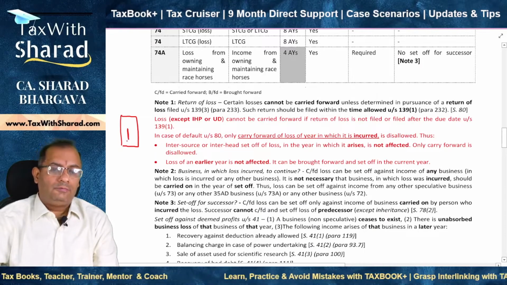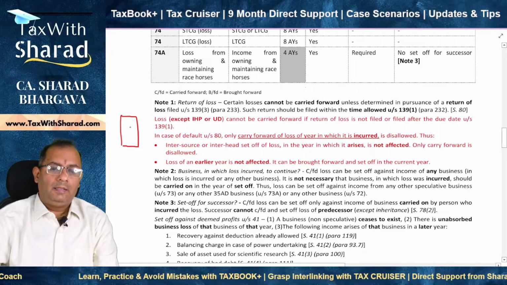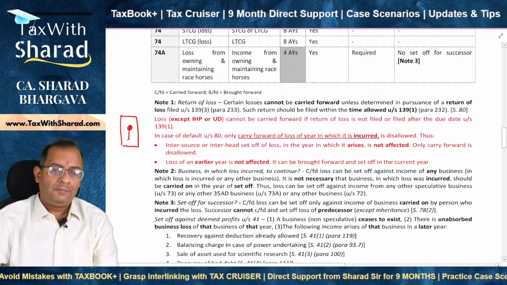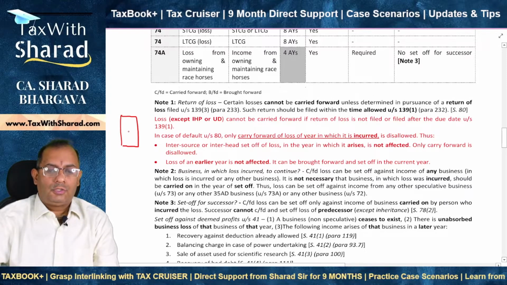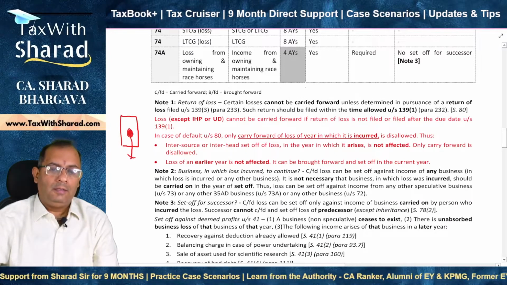Or can I set off this loss with income under another head? That means can I make inter-head adjustment of this loss in the same year? If the loss cannot be so set off and therefore it remains unabsorbed, can I carry it forward to the subsequent year?